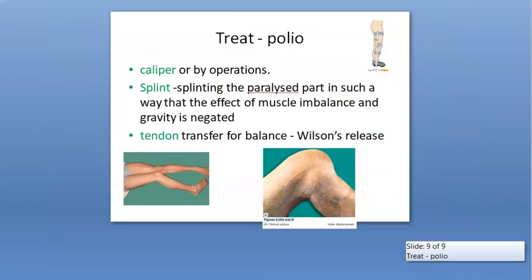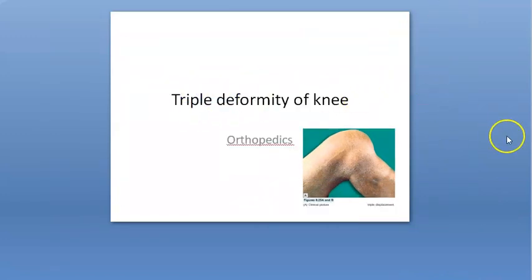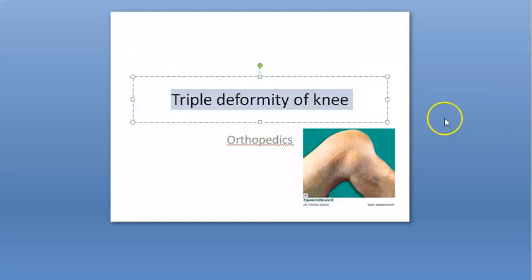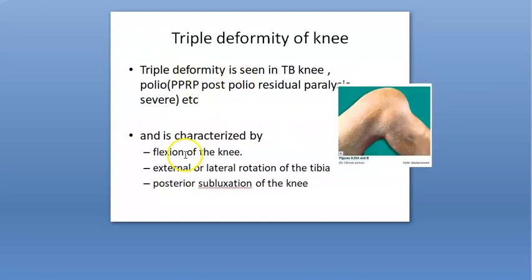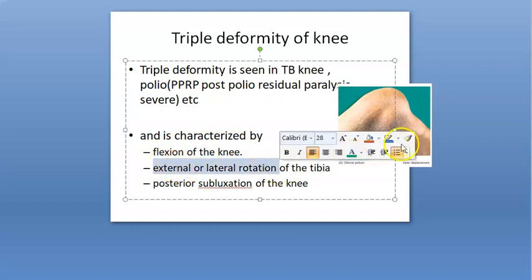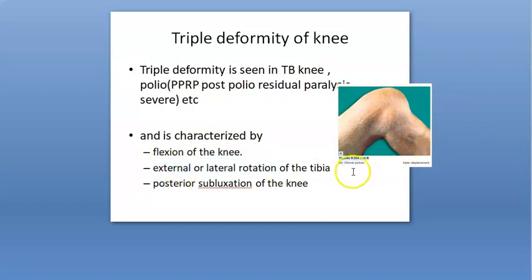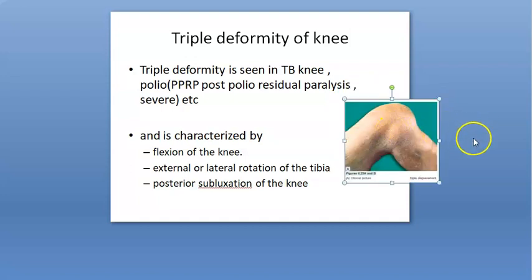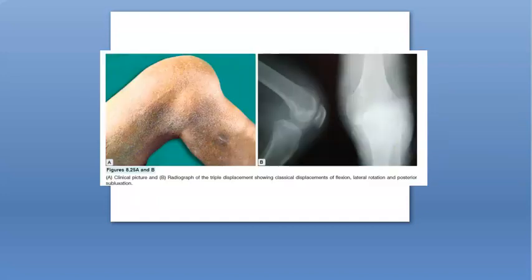So this is all about triple deformity of knee. Let's take a recap. Triple deformity of knee means what will happen? There will be flexion at the knee, external and lateral rotation of the tibia, and posterior subluxation of the knee. This you will see in tuberculosis and in late polio, that is post-polio residual paralysis, that is PPRP. In the X-ray also you can see the flexion, lateral rotation of the tibia, and the posterior subluxation of the knee.